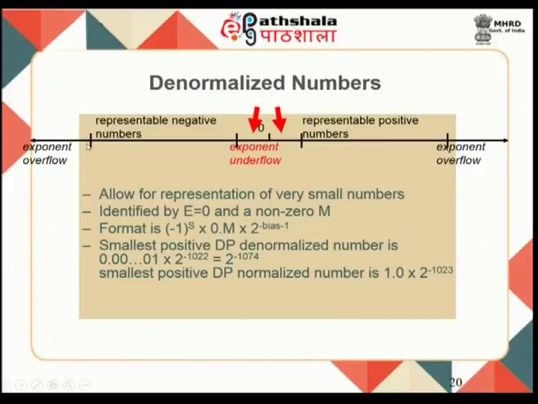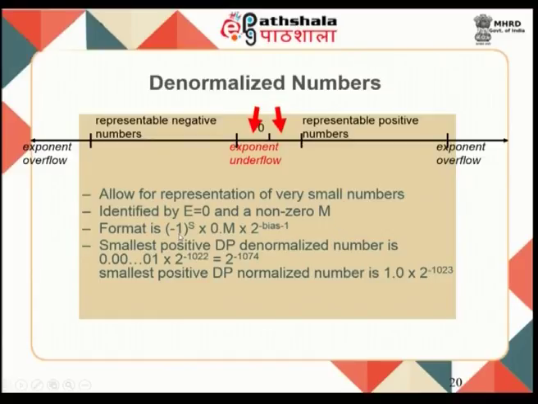Beyond this, it is an exponent overflow, and beyond this it is an exponent overflow again, and this is the range of representable negative numbers. This is the range of representable positive numbers, and within this range you have the denormalized numbers, where there is a gradual degradation, a graceful reduction, and it indicates an exponent underflow. This denormalization allows for representation of very small numbers. It is identified by the exponent value being equal to 0 and having a non-zero mantissa part.